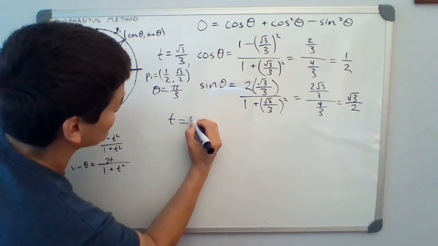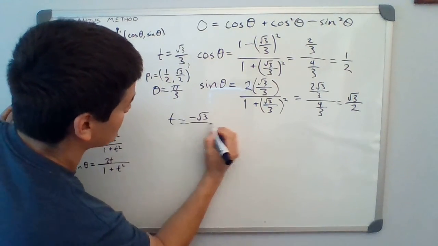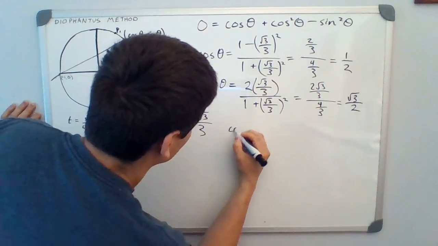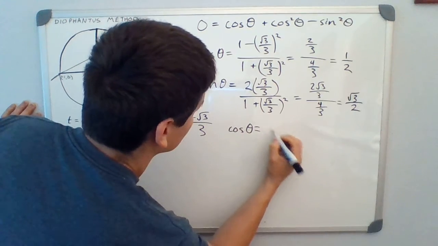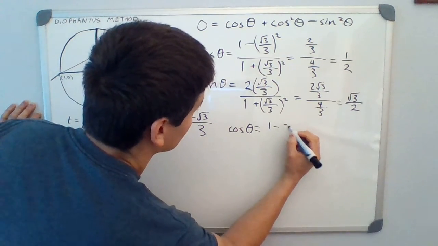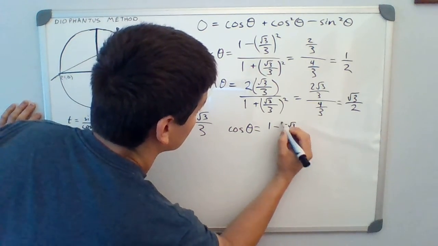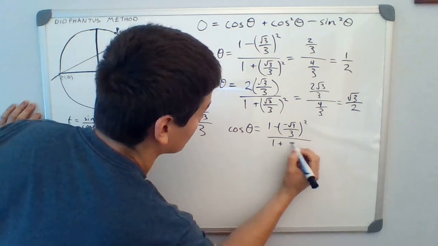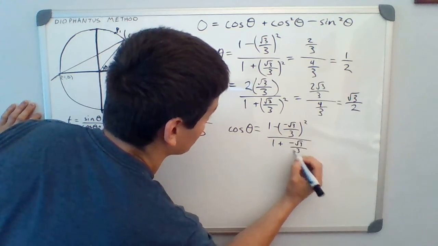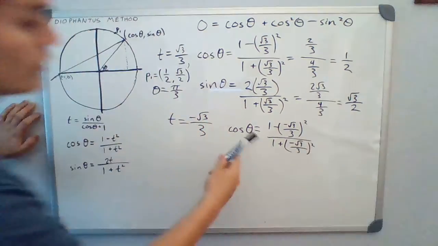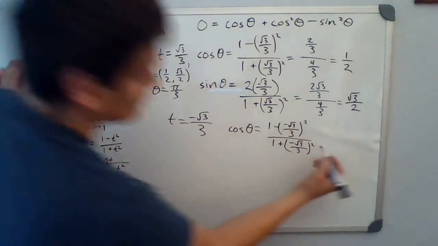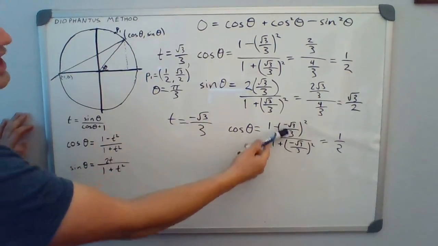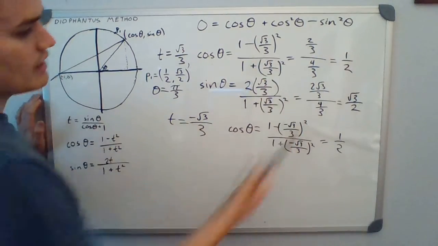t is equal to negative square root of 3 divided by 3. So I know that the cosine of theta is equal to 1 minus negative square root of 3 divided by 3, squared, over 1 plus negative square root of 3 divided by 3, squared. So you'll see, the cosine theta is actually going to give us the exact same thing. It's going to be 1/2. That's because even though this is negative, the negative squared gives us the same answer there.